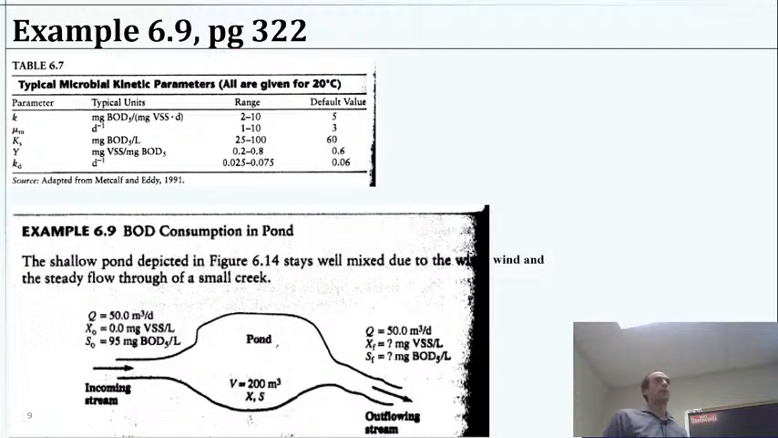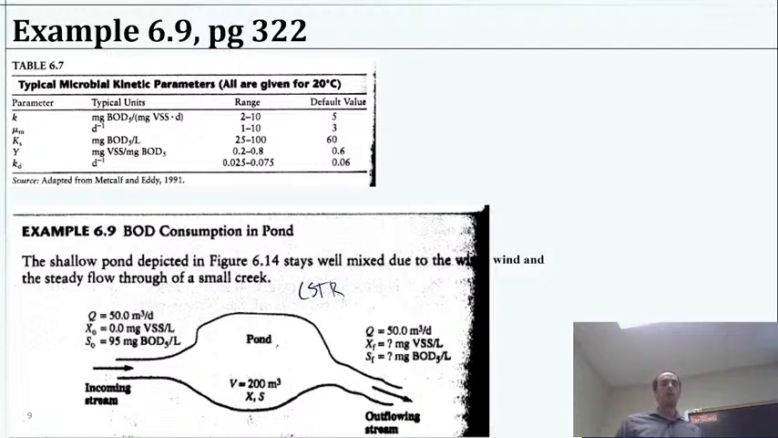This is a pretty typical one. So we're going to use those default values here for example 6.9 from our book, where we have BOD consumption in a pond. It says the shallow pond depicted here stays well mixed due to wind and the steady flow of a small creek. So we've got a situation where this is pretty well mixed, good enough for a CSTR, right? And we have flow through, meaning it's not batch, right? So we've got flow and it's well mixed. So we're going to have a CSTR type system.